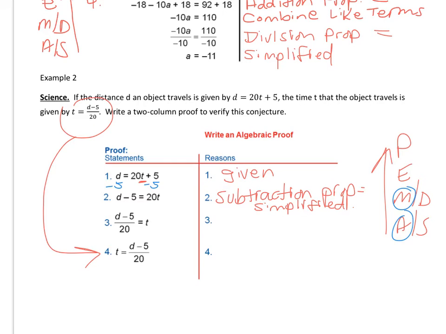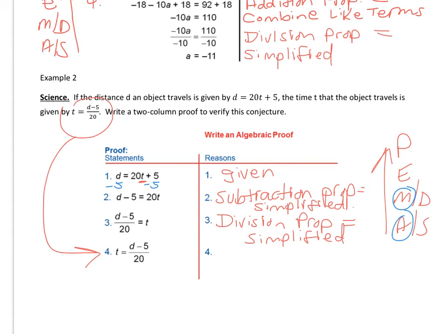Okay, so what's happening between row 2 and row 3? So we've got row 2 here. It appears that we are continuing to isolate t, undoing that multiplication of 20 with division. So we've got the division property of equality. And it's also been simplified. You can write that or not. I'm okay with just division property of equality.